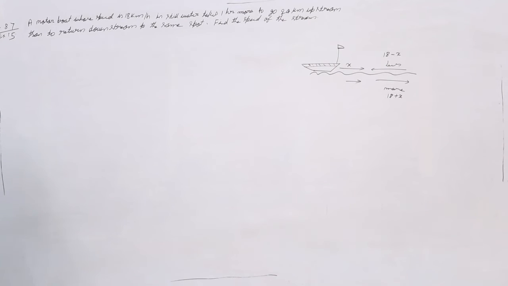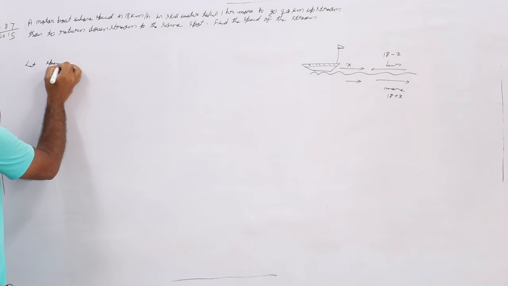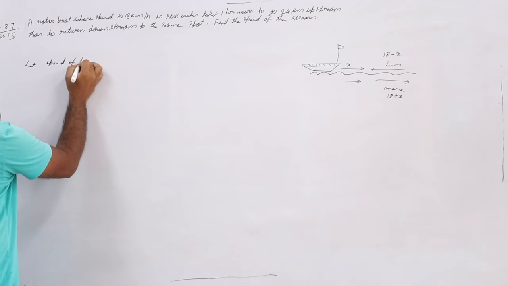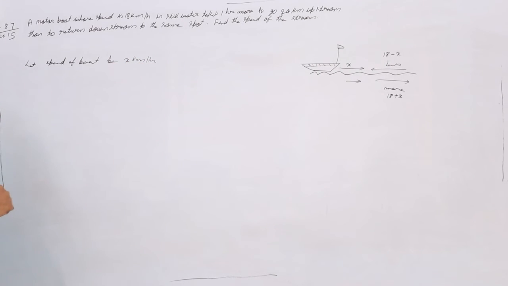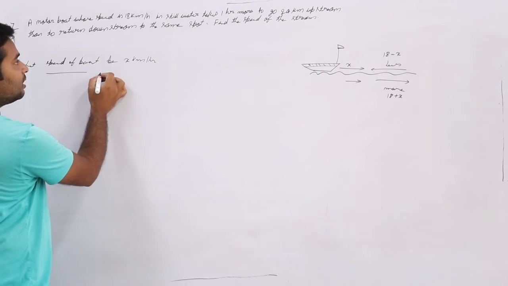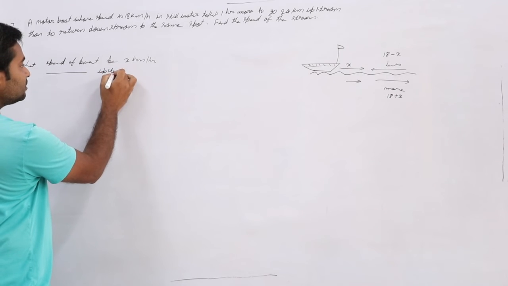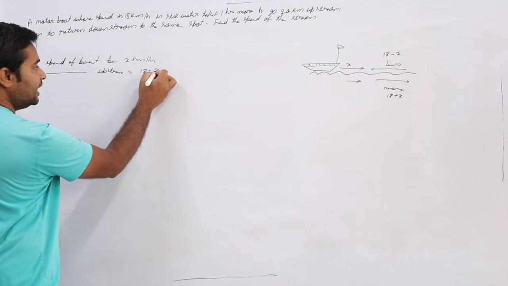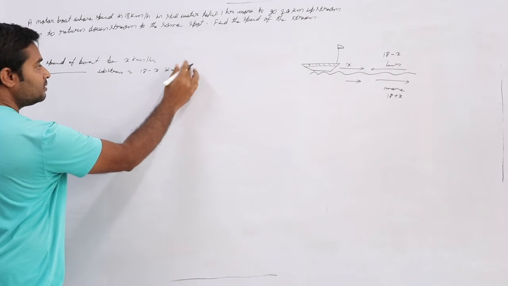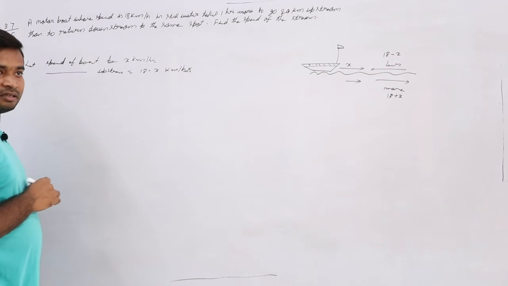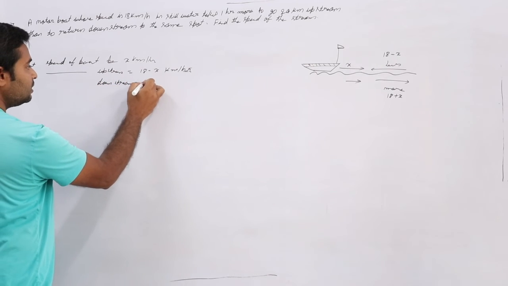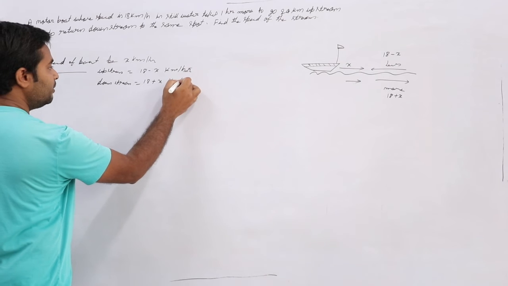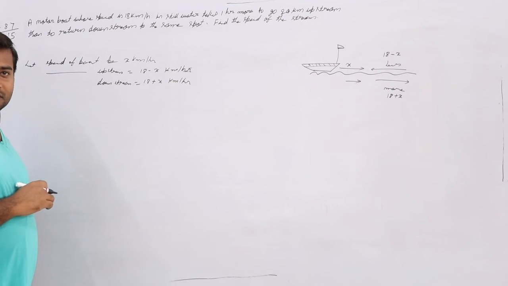Same thing, that is right. Let the speed of the stream be x kilometer per hour. Then the speed of the boat in upstream will be 18 minus x kilometer per hour. Then in downstream, 18 plus x kilometer per hour. Understood how I have written?